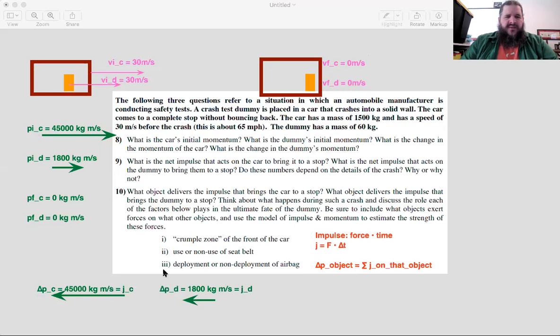So that's the net impulse applied to each object. And do these numbers depend on the details of the crash? It's kind of ambiguous what they mean by details, but I think they mean the stuff described in part 10, whether or not there's a seatbelt, whether or not the airbag works. So do things like a seatbelt, an airbag, the car crumpling up influence these numbers we just got?